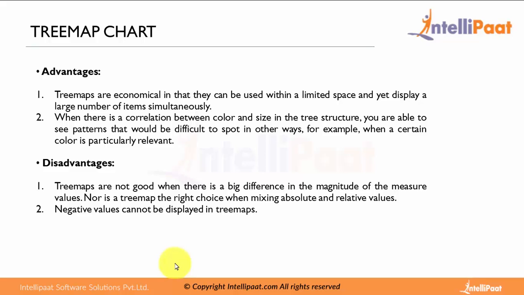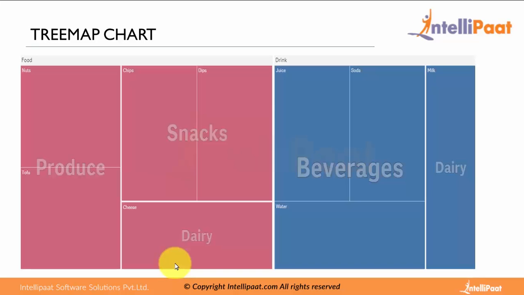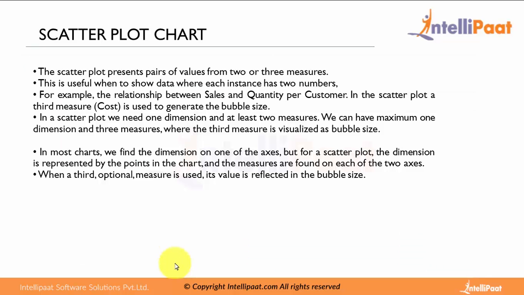And disadvantages: tree maps are not good when there are big differences in the magnitude of the measure values. Nor is a tree map the right choice when mixing absolute and relative values. If the values are very small, then with different colors it will look appealing. Negative values cannot be displayed in tree maps. So this is the tree map, and next we will see the scatter plot chart.